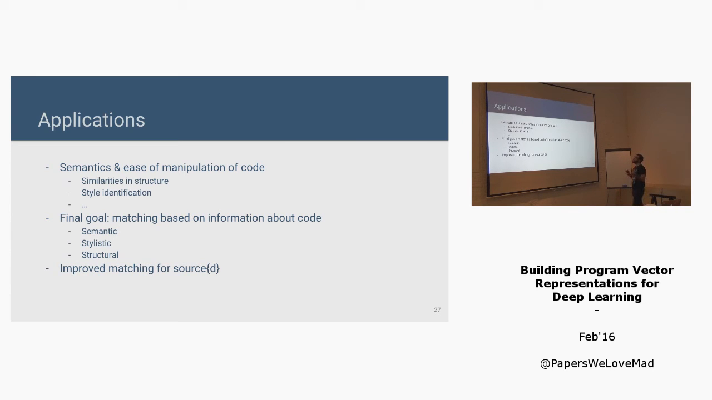But if we get there, where are the applications? I was already talking about them. If we get there, and the paper is there, and we are going to implement it, we'll see if it works as well as it promises. What we want to do is things like find similarities in the structure of the code, identify some kind of style. Style can be many things. It can be this person writes very long functions and this person doesn't.